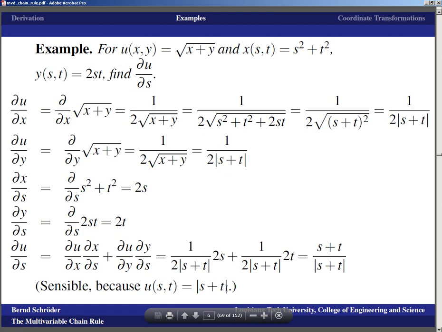And of course, if you differentiate the absolute value of s plus t with respect to s, the derivative will be 1 when s is greater than negative t. It'll be negative 1 when s is less than negative t, and it'll be undefined when s is equal to negative t. And that's exactly what this expression here gives us.